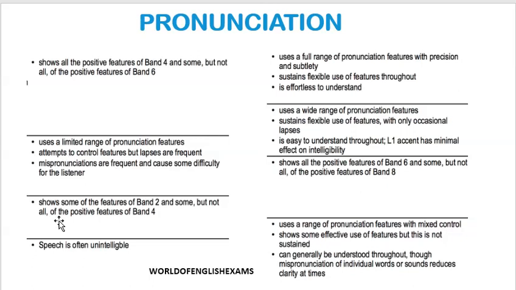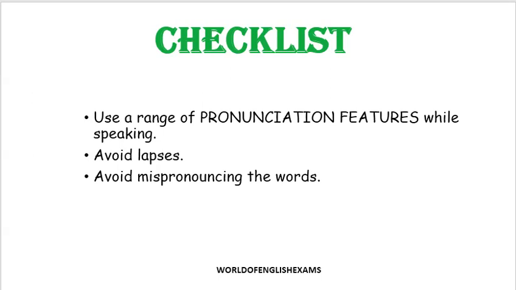Then now let's look at this one. Mispronunciations are frequent. So here if you look at band 9, sustains flexible use of features throughout and is effortless to understand. That's it, guys. Only 3 points will shoot up your score for pronunciation. First, using a range of pronunciation features while speaking. Second, avoiding lapses and lag, which means if you are prolonging the word for a long time, if you are not speaking or pronouncing the word properly. Then the third point also stresses on the same thing, which is avoiding mispronouncing the words.